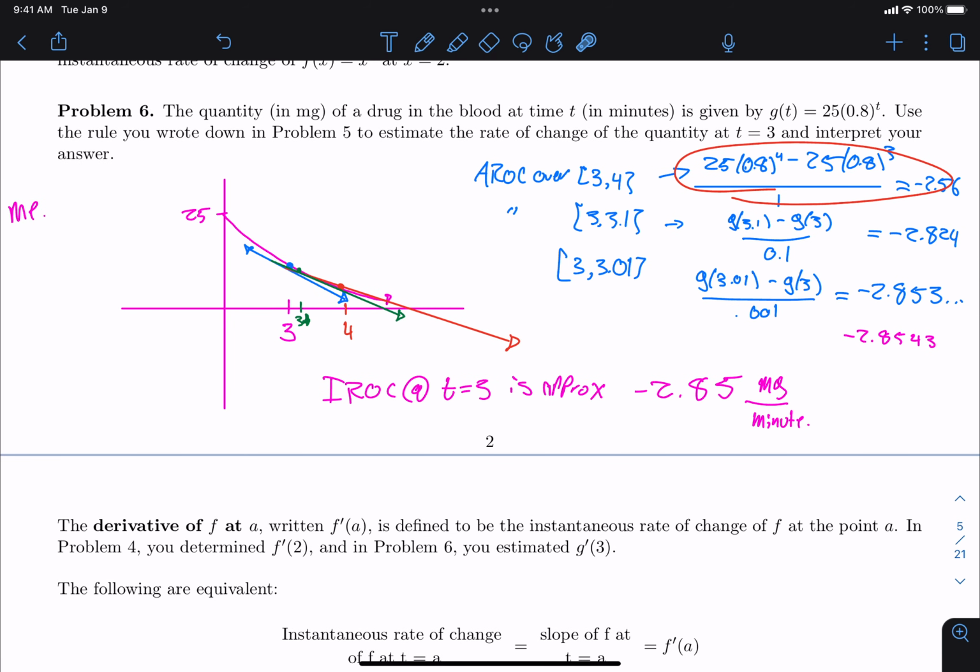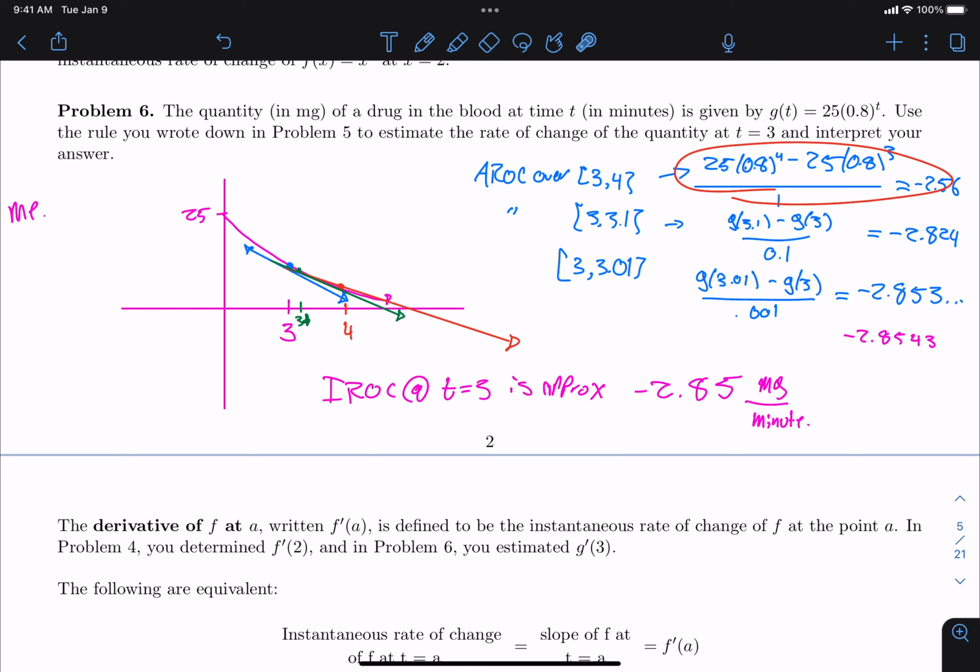How do you know to stop at 0.001 and not go farther to get an answer? Well, it just comes down to your need for accuracy, right? If the problem tells you to estimate to the nearest integer, then you could probably stop after the first two and say, well, it's kind of close to 3, right? But in practice, it depends on what level of accuracy you need for your implementation.